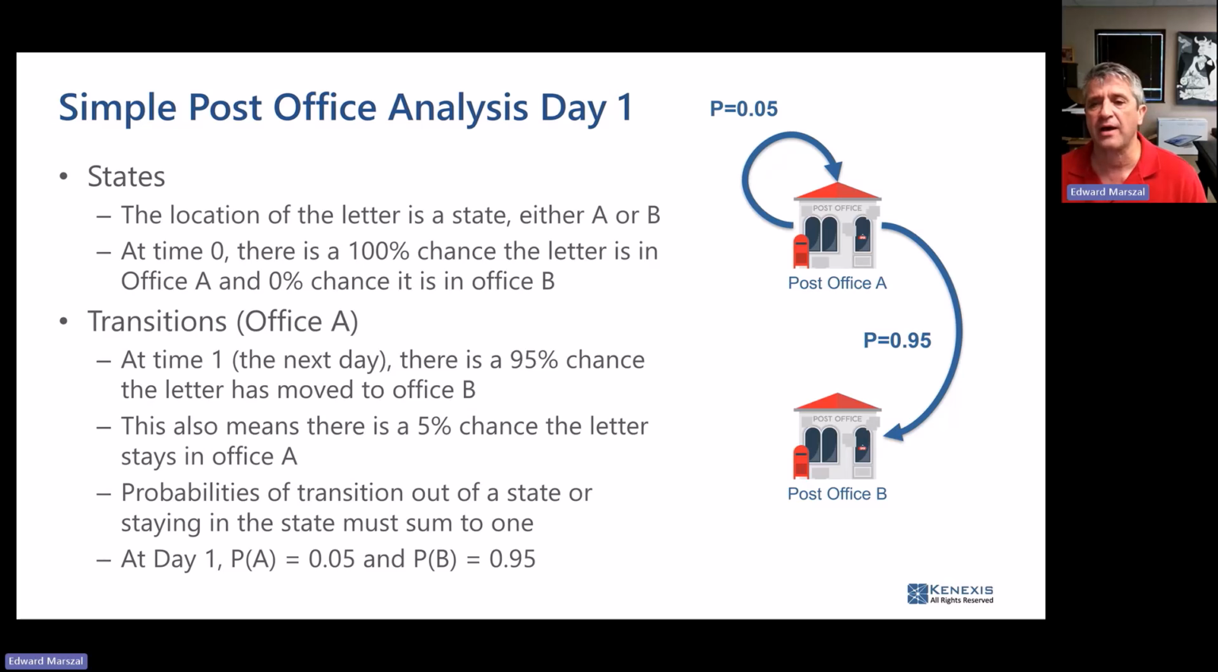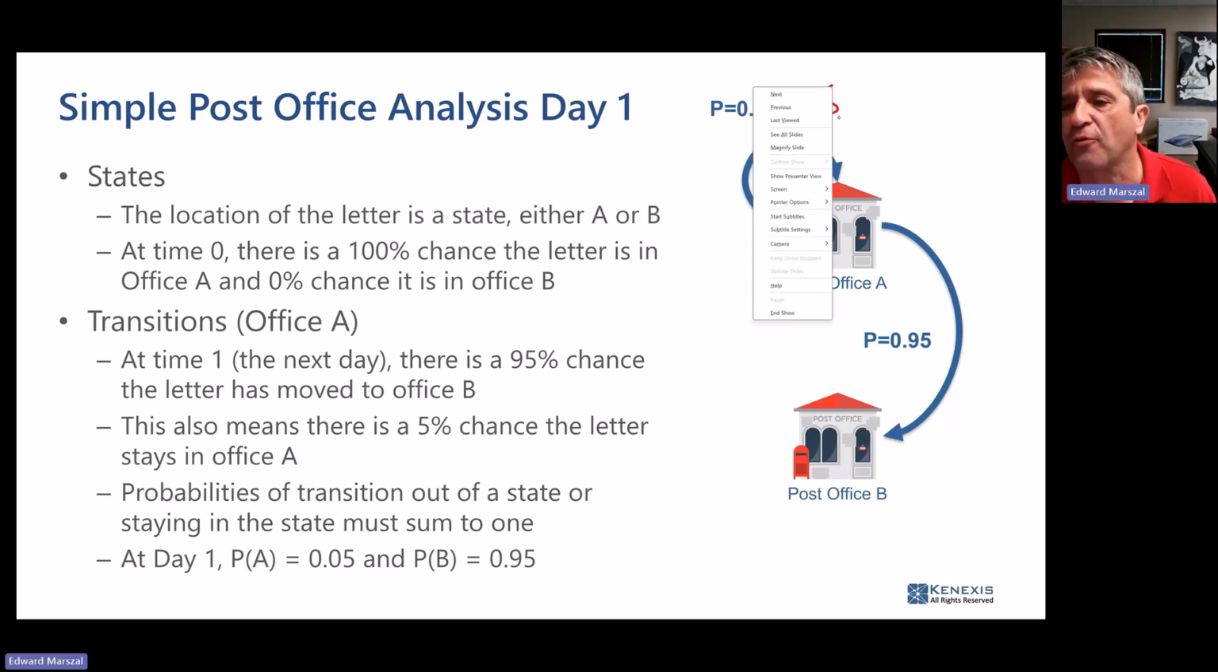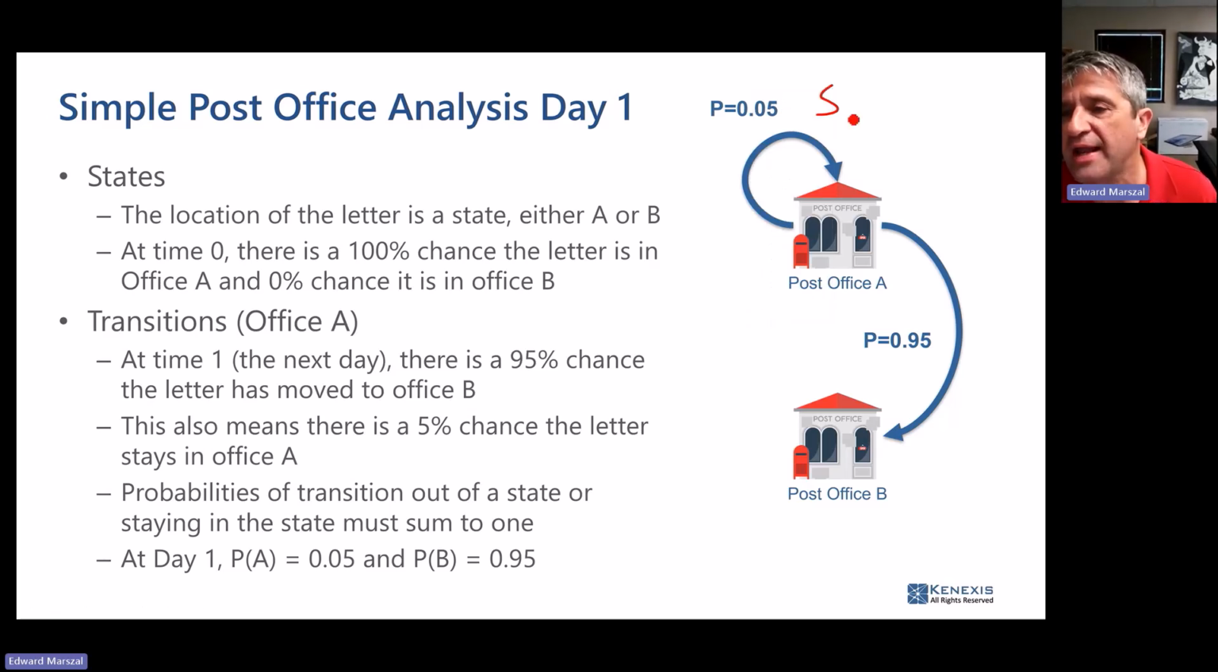A little bit later on, I'm going to talk about something called a state matrix, but for right now, I know that at time 0, my state matrix is 1.0, 0.0. Which means there's a 100% chance that it is in post office A and a 0% chance that it's in post office B. The next thing I looked at, again, are the transitions.